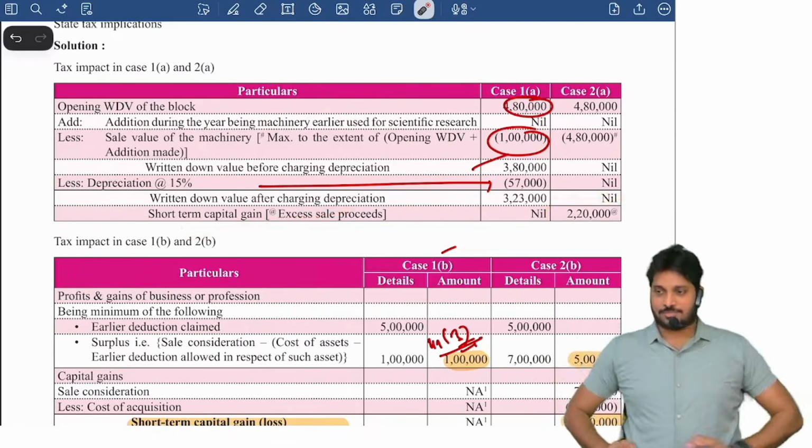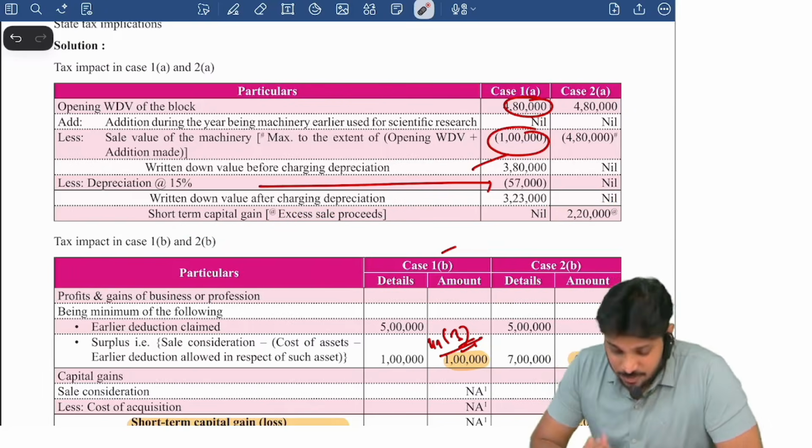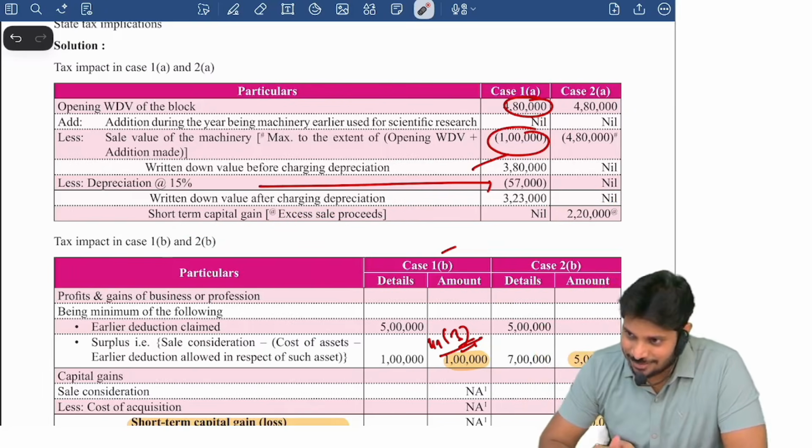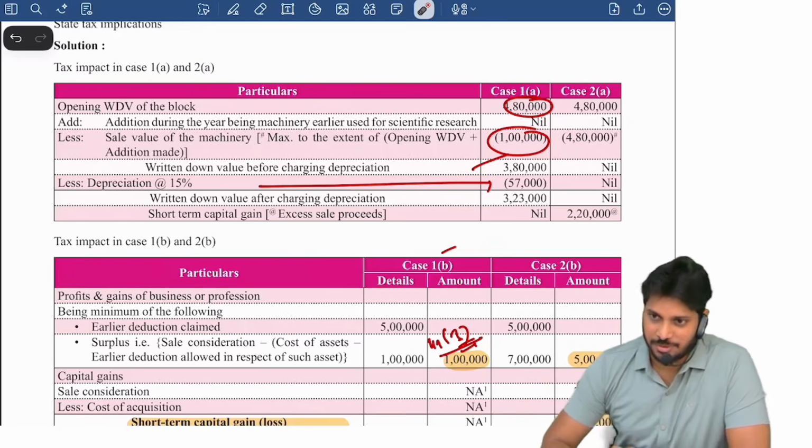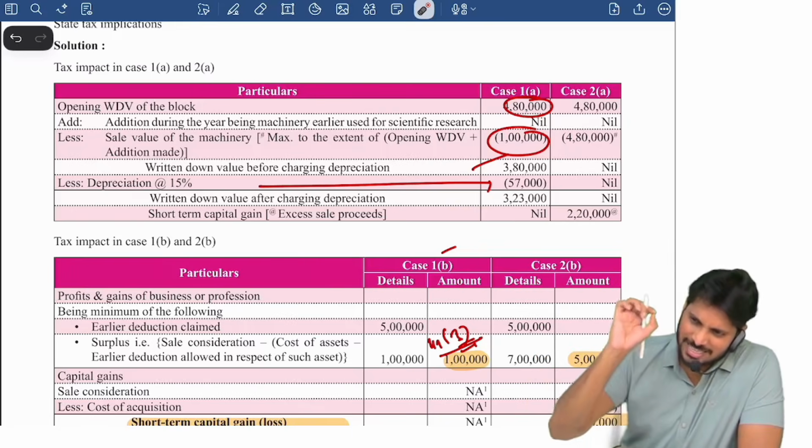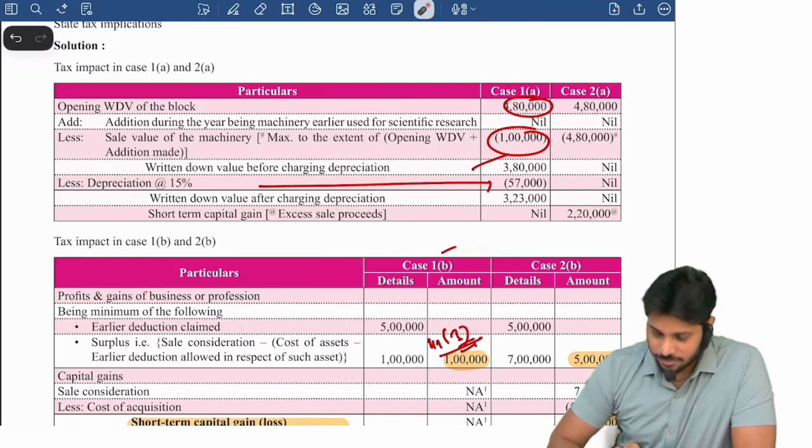Wonderful question. These provisions we will not solve in CA Inter. We don't have problems on this, but we have here the problems. For every typical adjustment, we have a problem here, which is very good. Next.